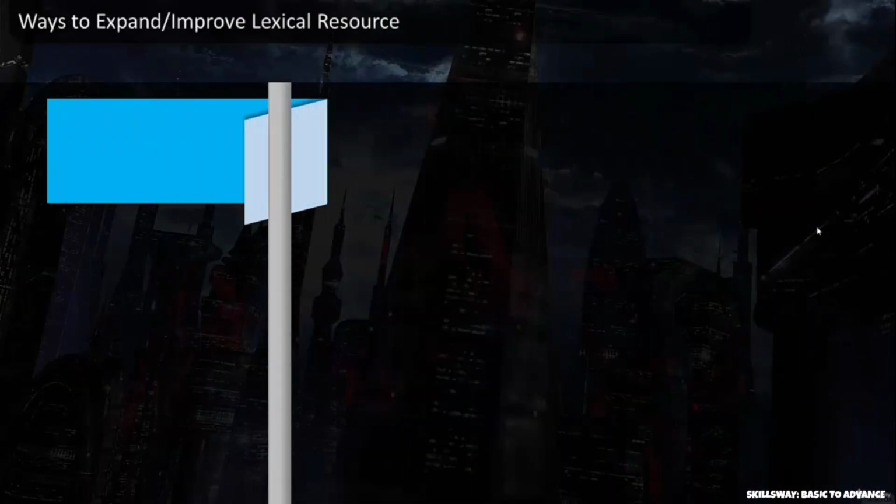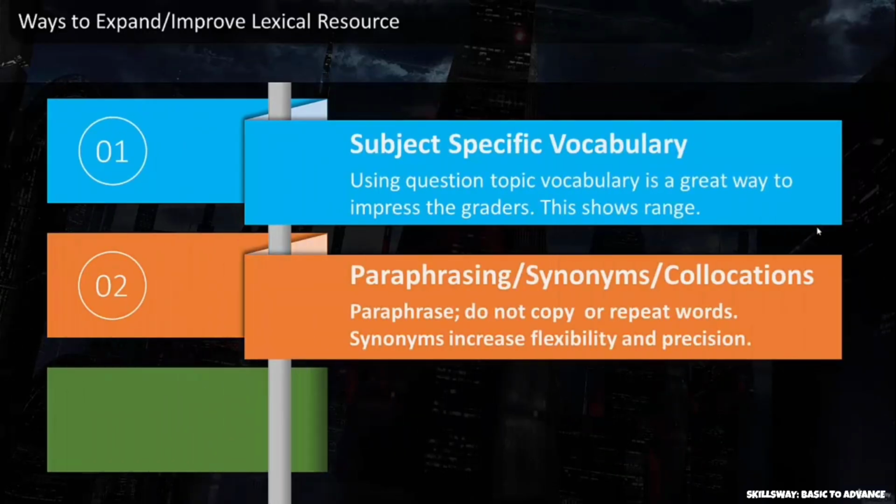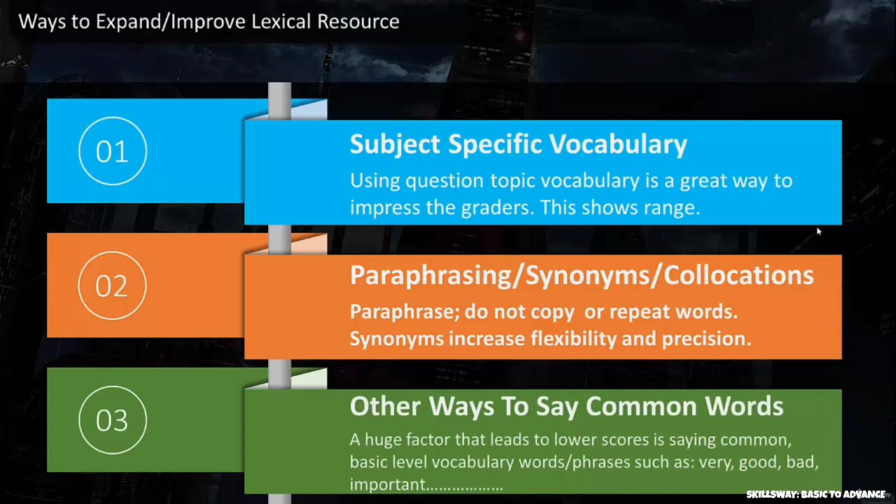So here are some ways to improve your lexical resource. Number 1 is so important, and it deals with using subject-specific vocabulary. If the topic is about language, you should be using specific vocabulary about language. If the topic is about street markets, you should be using specific vocabulary in that area of street markets. If the topic is the weather, use subject-specific vocabulary. That really impresses a grader. If you're just using general, basic level words, you're not going to seem that impressive.